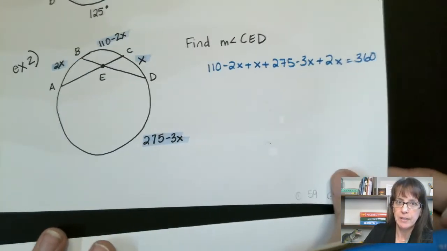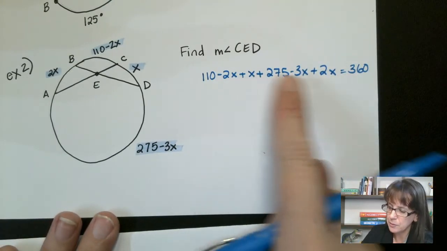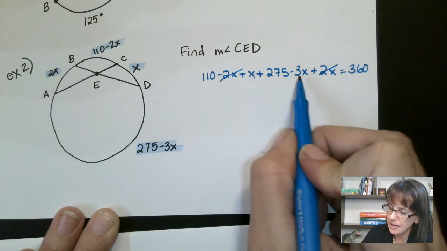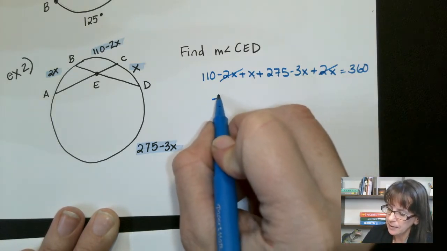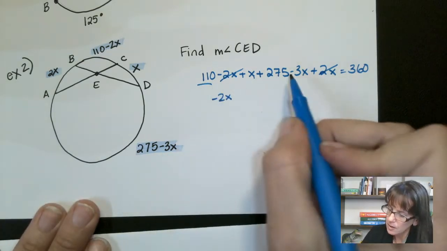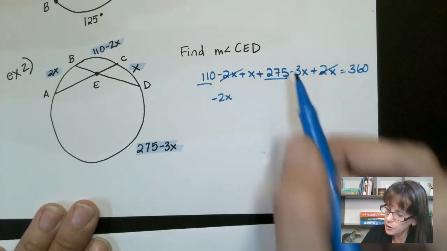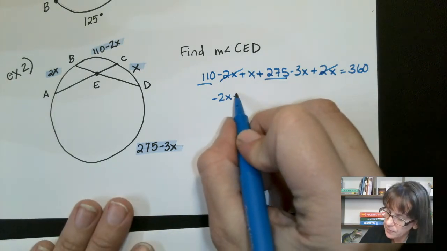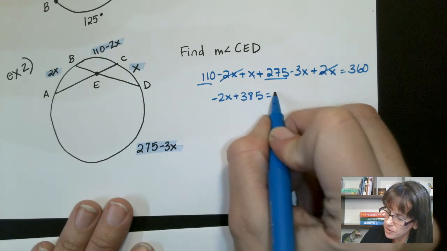So let's simplify this as much as we can. I see a negative 2x and a positive 2x. Bam, bam, we're getting rid of that. I see x and negative 3x, so that's negative 2x. And then I see 110 and 275, which is 385. So plus 385 equals 360.